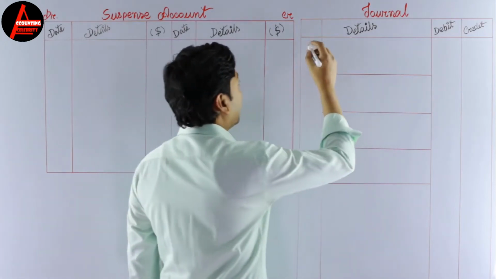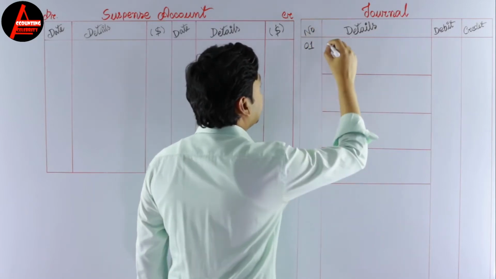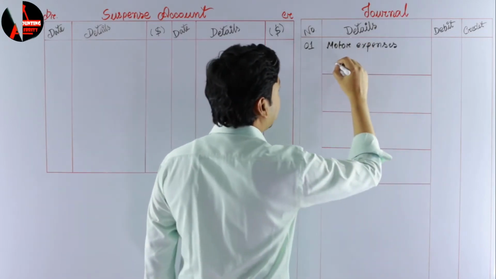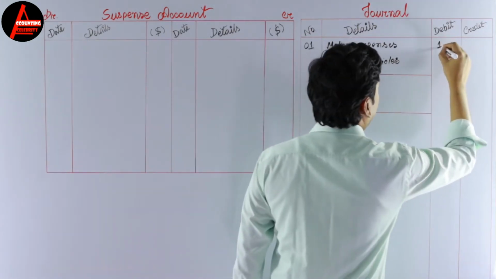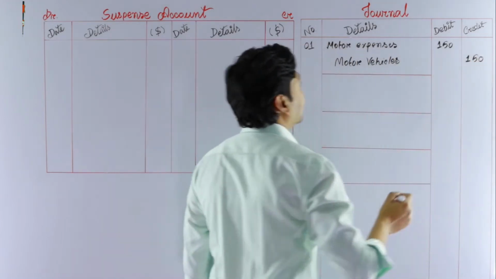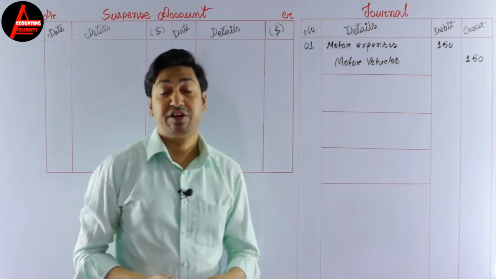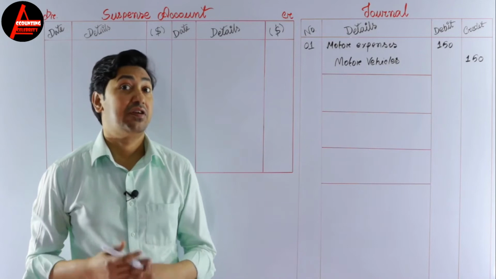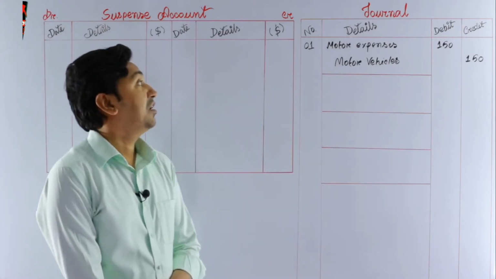So let us write here number 1. Motor expenses to be debited and motor vehicles to be credited. The amount is $150, so it will be $150 on the debit column and the same $150 on the credit column. Here we will not write the narrative with the transaction. Sometimes it is required in the question to write the narrative. I have some other videos where I have shown how to write the narrative. You can watch these videos. I'll link the playlist in the description box. Okay, then the first one is over.